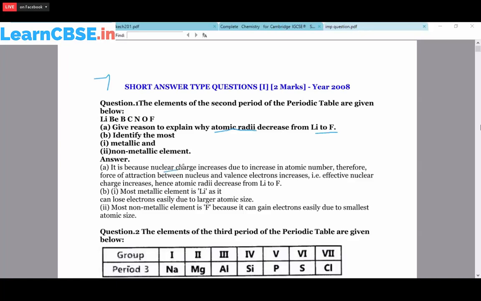What is meant by nuclear charge? It is the number of protons present in the nucleus, which increases due to the increase in the atomic number.